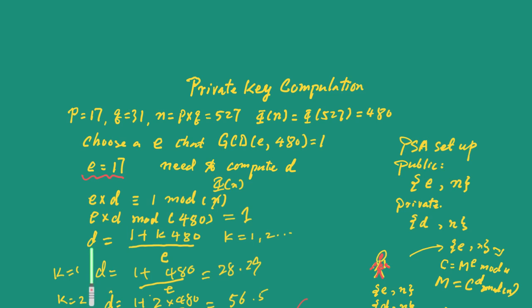So once again, you just do D equals 1 plus K times the totient 480, divided by E, which is now chosen to be 17. You just try K equals 1, see if you get a whole number; K equals 2, see if you get a whole number. And we are all computer science majors, so you can easily write a computer program. In fact, if you search online, I shouldn't be giving you this, but you search for what is called the modular inverse. So there is already a program.